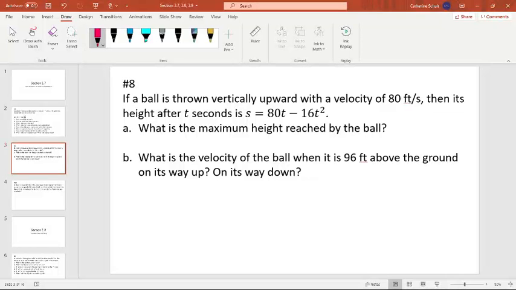So this says if a ball is thrown vertically upward with a velocity of 80 feet per second, then its height after t seconds is s equals 80t minus 16t squared. And we want to know first, what is the maximum height reached by the ball?